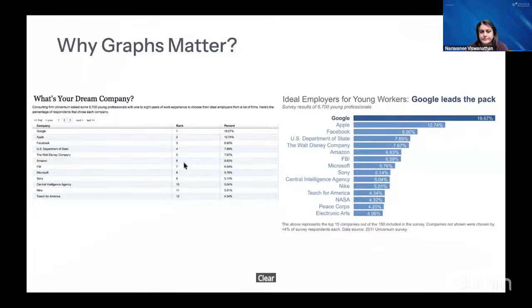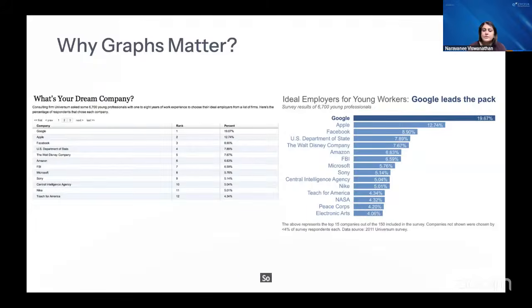Clear? Okay, so graphs are not the same as visualizations also. Why? How are visualizations different from graphs, guys? Anyone has any idea? How are visualizations different? Visualizations are dynamic. Okay, what else?